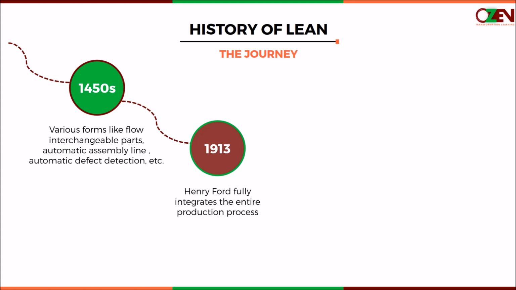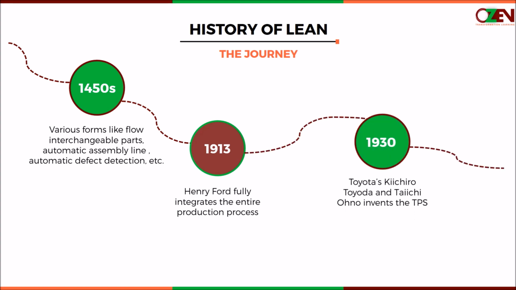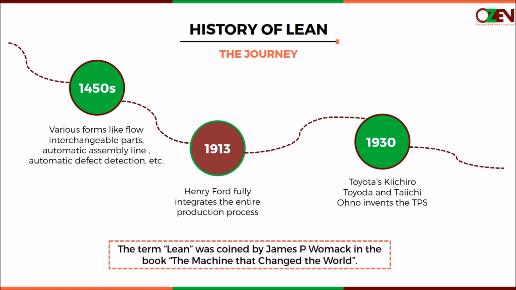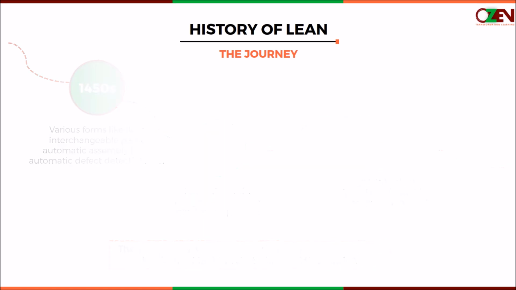In the 1930s, Toyota's Kiichiro Toyota and Taiichi Ohno met this requirement with the Toyota Production System, or TPS. It provided a variety of products while still improving process flow. TPS shifted the focus from individual machines and their utilization to how the product flowed through the entire process. The term Lean was coined by James P. Womack in the book The Machine That Changed the World, which spoke about the 5 major principles that Toyota implemented. In the next screen, we will look at the principles that drive Lean.